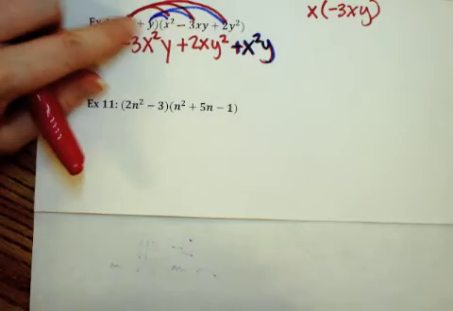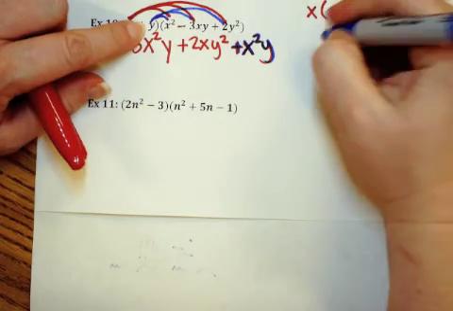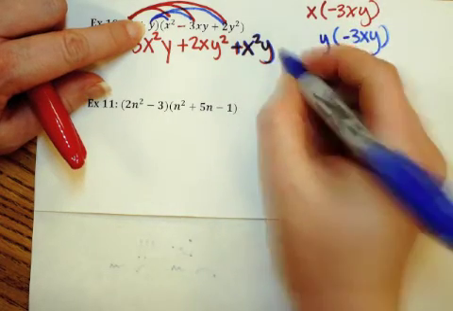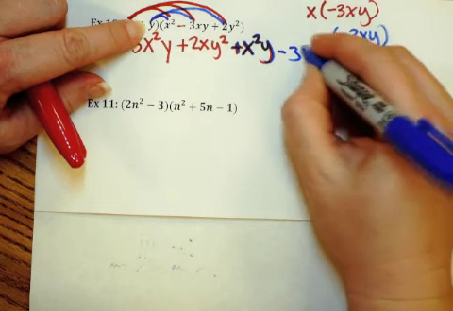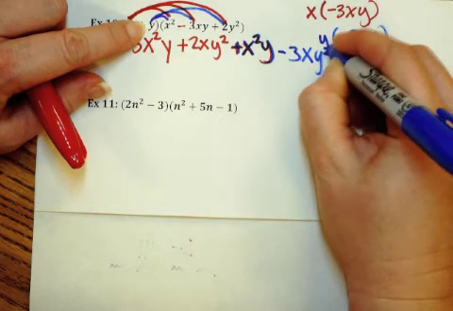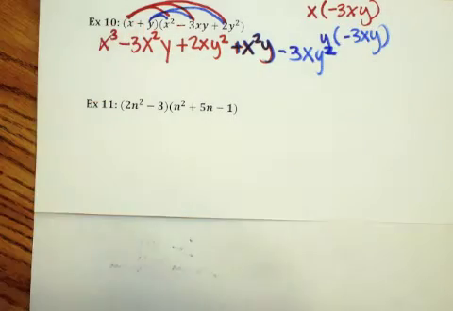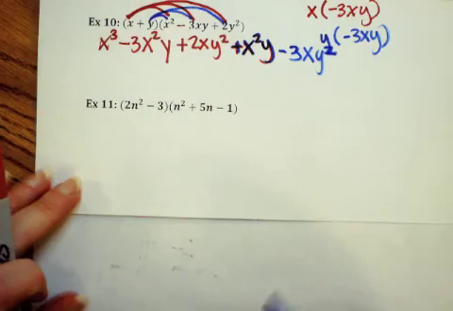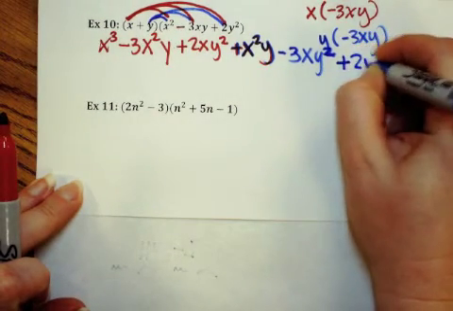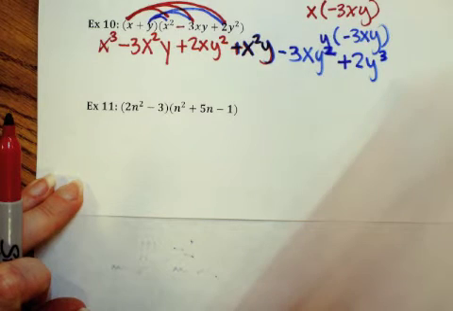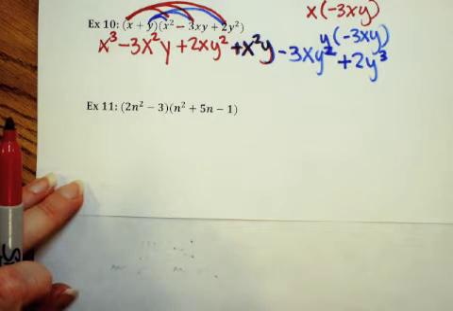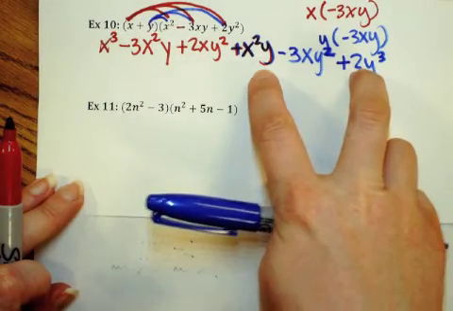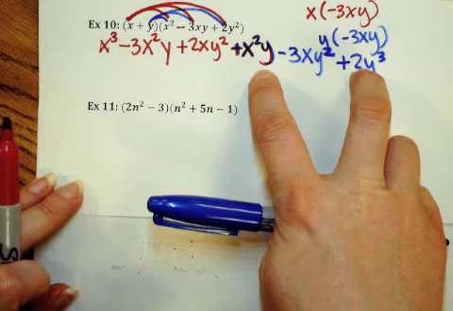Now I've got a y times a negative 3xy. So y times a negative 3xy. This time I've got minus 3x and the y is squared this time. And now I've got a y times a 2y squared, and that's going to give me plus 2y to the 3rd. Now, that's the correct number of terms, 3 from the x and 3 from the y. So let's see if we have any like terms.